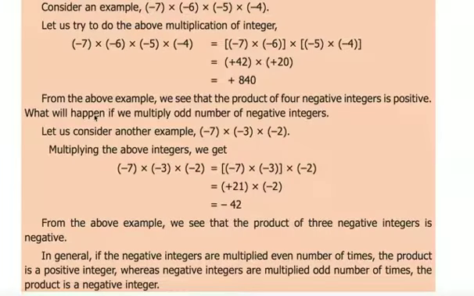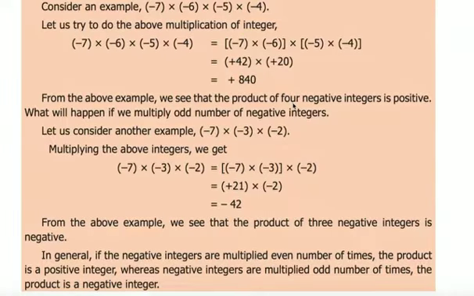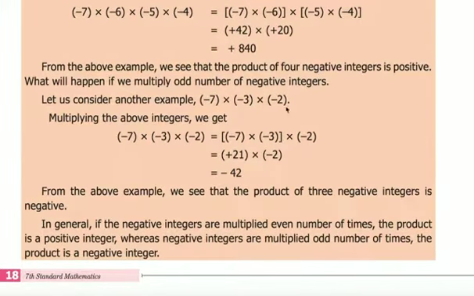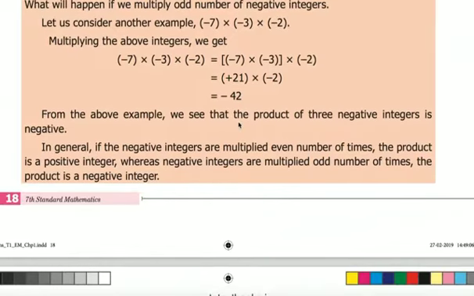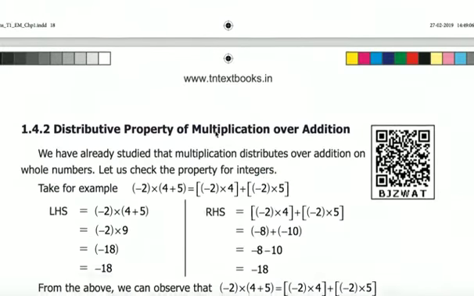Okay, from the above example, we see that the product of 4 negative integers is again positive. What will happen if we multiply an odd number of negative integers? Result is going to be negative. 7 into 3 is 21, 21 into 2 is 42, so minus 42. From the above example, we see that the product of three negative integers is negative. In general, if negative integers are multiplied an even number of times, the product is a positive number, whereas if negative numbers are multiplied an odd number of times, the product is a negative number.